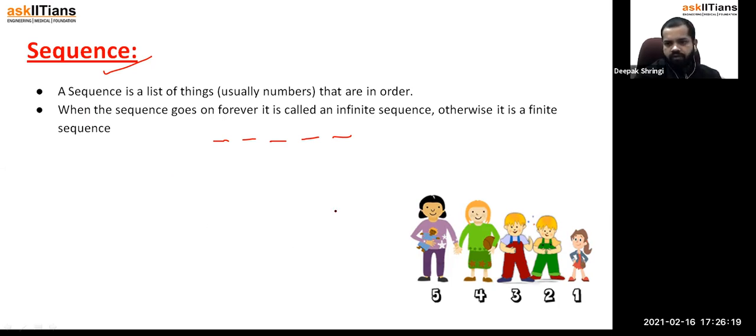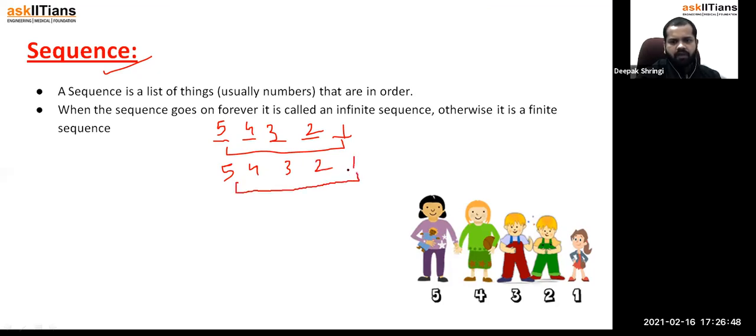For example, here are numbers drawn: 5, 4, 3, 2, 1. It follows a pattern, so it is a sequence. What is the pattern? We are subtracting 1 from each: 5, then minus 1 gives 4, minus 1 gives 3, minus 1 gives 2, minus 1 gives 1. So if it follows some pattern, or the numbers are in order, then it is a sequence, guys.